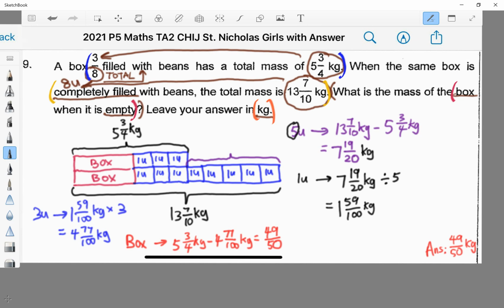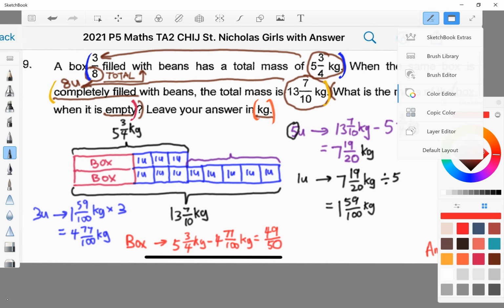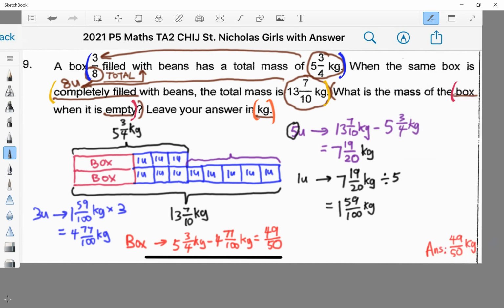Can I leave my answer in decimal form? The answer is yes. If I do not wish to write down 49 out of 50, I can also write down 0.98 kilograms. But what is important is for the answer to be in kg, in kilograms, as specified by the question itself. Now, how can I check my work? Okay, so my apologies, first and foremost. I do not have much space left to show my checking carefully, so just bear with me for this one.